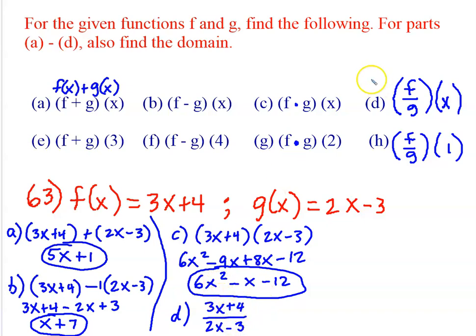Now, before we move on to parts E through H, notice that the instructions say for parts A through D, also find the domain. So the domain is going to be pretty easy if you do not have a radical or you don't have a fraction where a variable is in the denominator. So for letter A, since I don't have a fraction or a radical, it's going to be all real numbers.